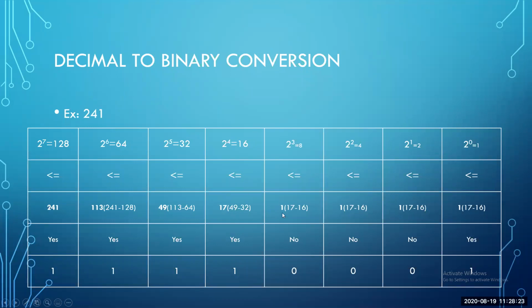And now I'm left with just 1. 8 is obviously not less than or equal to 1, so no. 4 is not less than or equal to 1, no. 2 is not less than or equal to 1. However, 1 is equal to 1. So yes, put a 1, and we're done. Everybody get that?